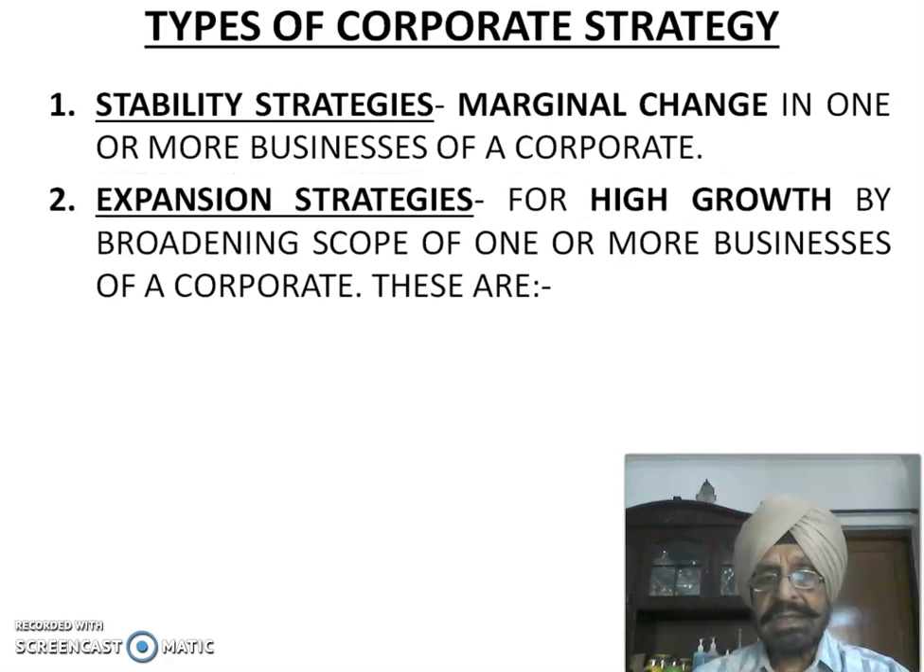The second is expansion strategies. Expansion strategy is for high growth by broadening the scope of one or more businesses of a corporate. That is where there is an opportunity available and we have the resources for that. So high growth is required for broadening the scope of a particular business or going into more businesses also. For example, Tata started with steel and they went into, say, jewelry also, or they went into the business of motor cars and all that.